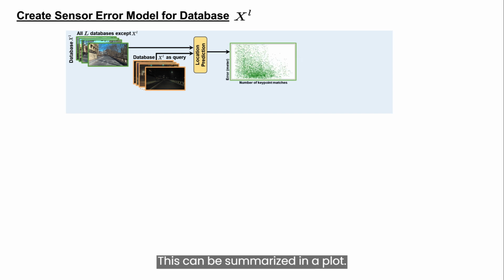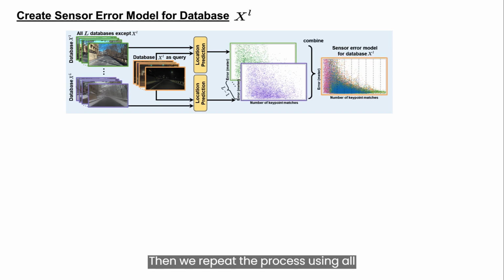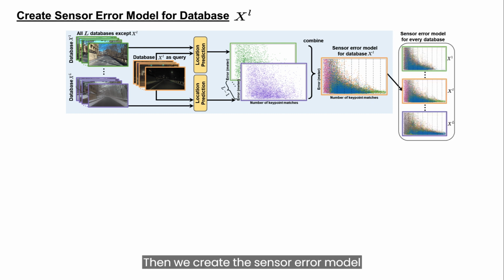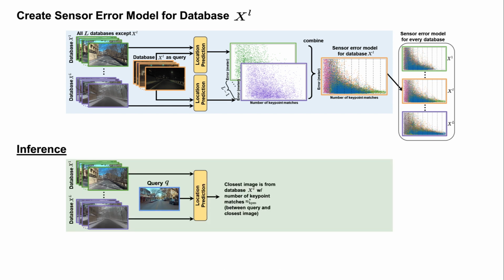This can be summarized in a plot. Then we repeat the process using all databases other than database XL itself as the library or database, and we get multiple plots. This process is actually analogous to cross-validation, and then all these plots can be combined into one plot. We can divide the data into bins according to the number of key point matches. For each bin, we can empirically determine the error bound for a confidence level, as we will illustrate later in the inference. Then we create the sensor error model for all databases and store them for inference.